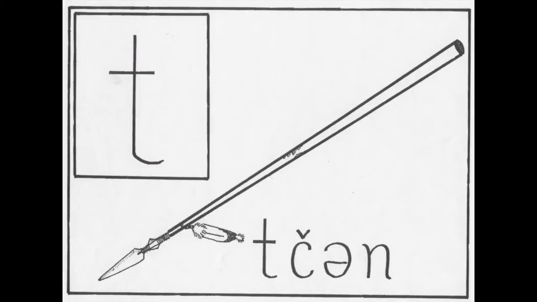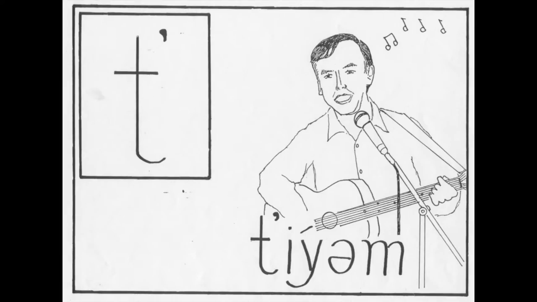The letter T is the same as the sound at the beginning and end of the English word tot. It's in the Klallam word for fork or spear. T'chen. A T with an apostrophe is called an ejective T.